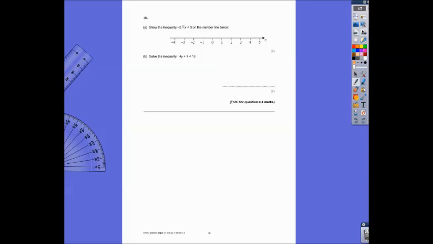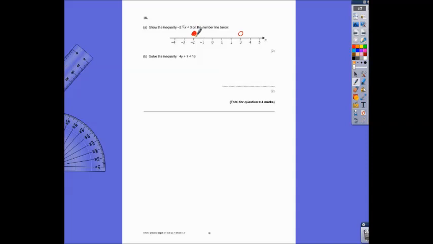Question 18. Show the inequality minus 2 is less than or equal to x is less than 3 on the number line below. So x can be anywhere between minus 2 and 3. So we put dots above minus 2 and 3. Now when it can be equal to, we colour the dot in.